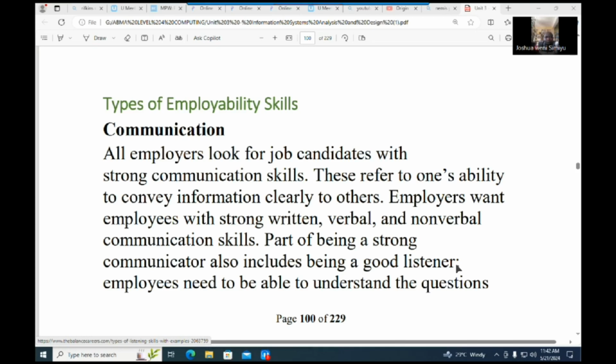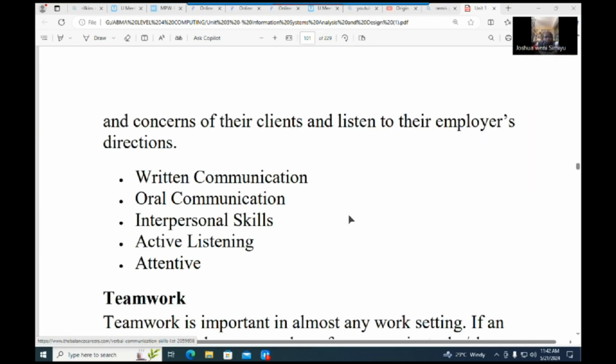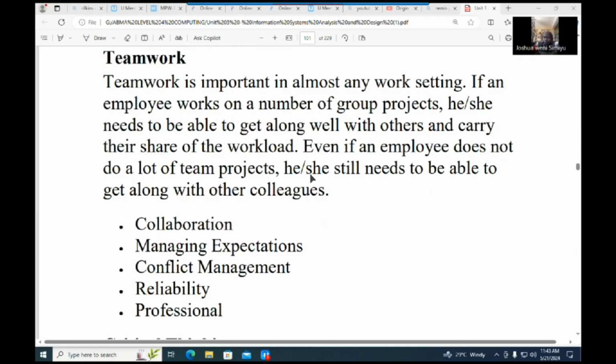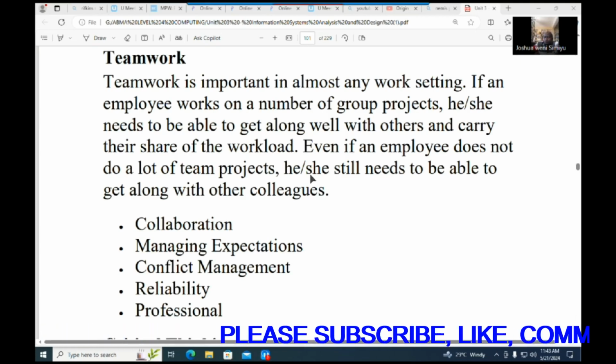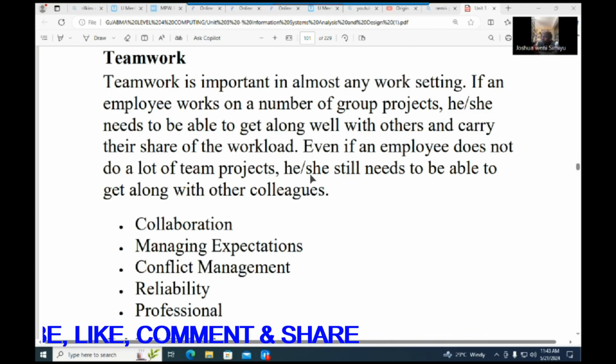Okay, so we have types of employability skills, and the first type is communication. I'm just going to rush through this because we have discussed all these up there. Communication is first of them. And when it comes to communication, you should be able to do both written communication and oral communication, to have the interpersonal skills that are needed, to be an active listener, just to be attentive. The second type is teamwork. In teamwork you need to be able to do collaboration. You should be able to manage the expectations. You should be able to manage conflict when it arises at the workplace. You should be reliable. You should be professional.